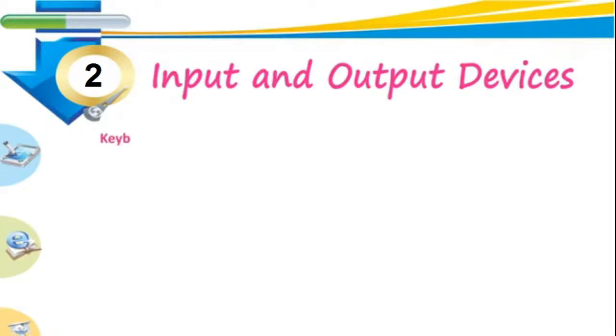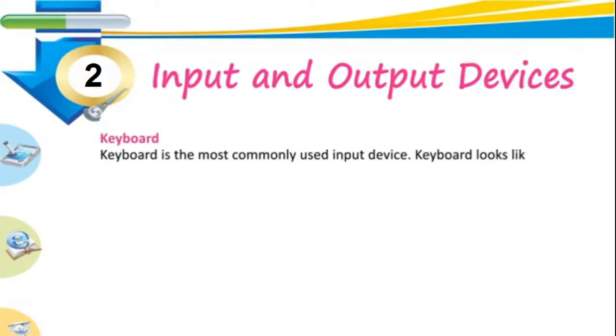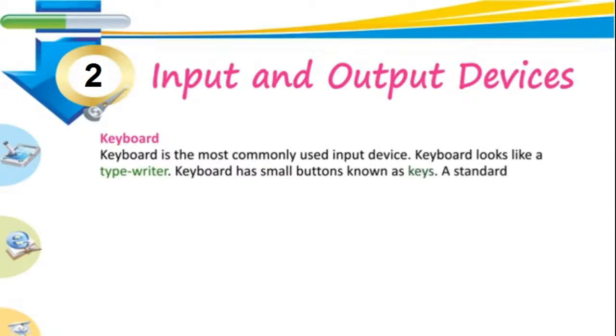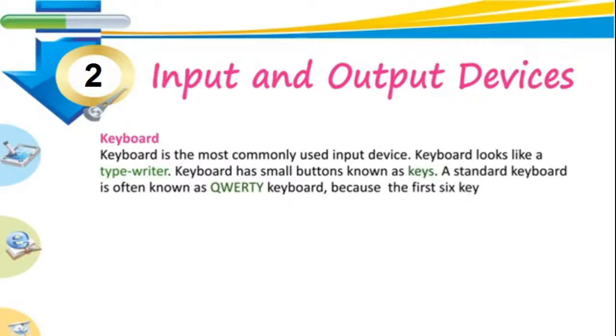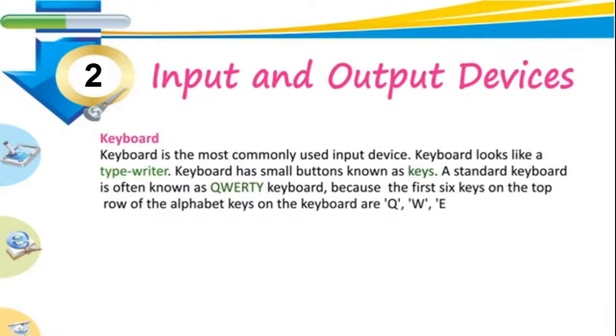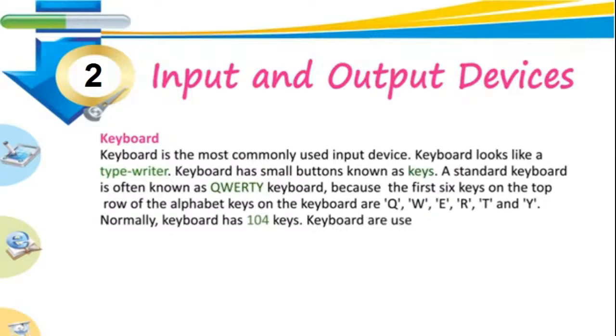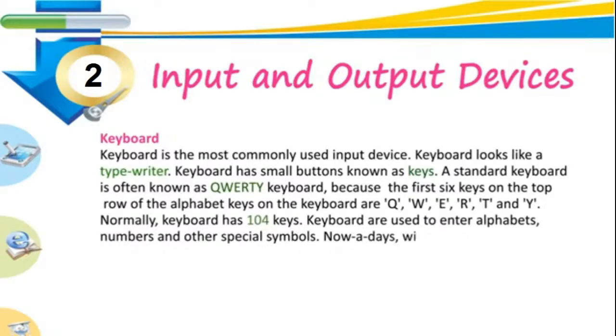Keyboard. Keyboard is the most commonly used input device. Keyboard looks like a typewriter. Keyboard has small buttons known as keys. A standard keyboard is often known as QWERTY keyboard because the first 6 keys on the top row of the alphabet keys on the keyboard are Q, W, E, R, T and Y. Normally, keyboard has 104 keys. Keyboards are used to enter alphabets, numbers and other special symbols. Nowadays, wireless or cordless keyboards are also available.